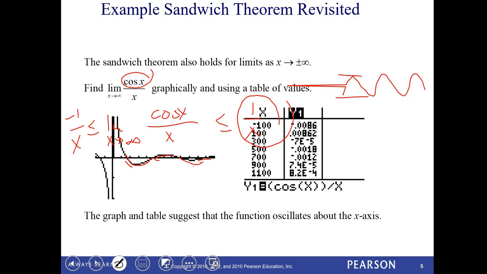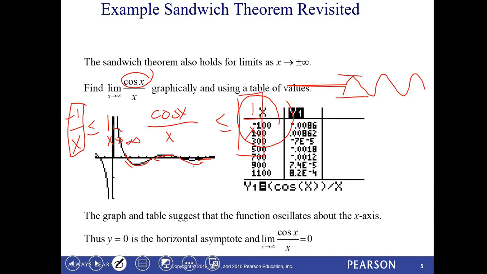So we can say that the function oscillates about the x-axis. But we know that it's always stuck between negative 1 over x, which has an asymptote at 0, and 1 over x, which has an asymptote at 0. So we can say that this function, because it's stuck between those two, also has a horizontal asymptote. And this is probably the first time that we've seen a horizontal asymptote that fluctuates. It goes up and down and crosses the asymptote an infinite number of times. But every time it crosses and goes above or crosses and goes below, it gets closer and closer to 0.